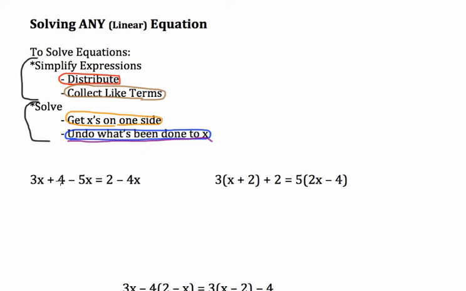First, distribute. There's no distributing in this problem, so we'll move on. Next, collect your like terms. Remember, I'm looking only at this expression and this expression separately. You can only collect like terms on one side of the equal sign or the other. So I've got 3x and negative 5x. That can combine together. Negative 2x plus 4. And these are not like terms, so they cannot be combined.